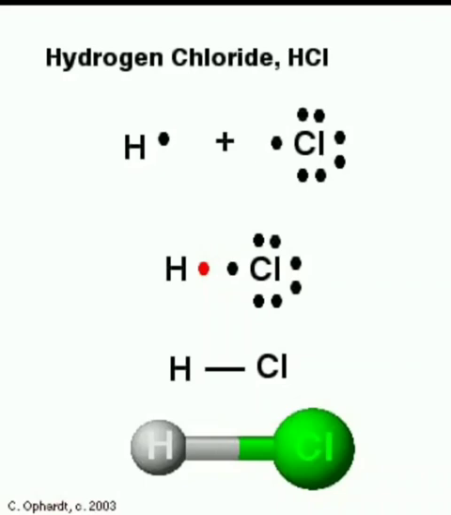And also you know that hydrogen chloride has a covalent bond. Why is hydrogen chloride a covalent bond? Because the bond is formed by sharing of electrons between them, so it is known as a covalent bond.